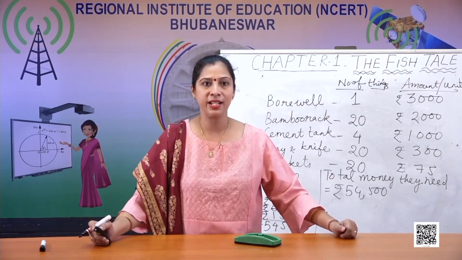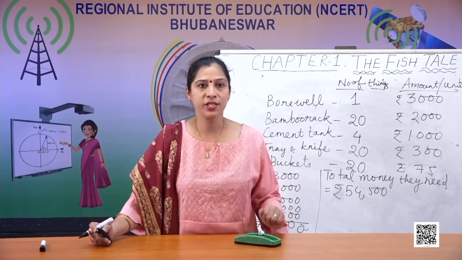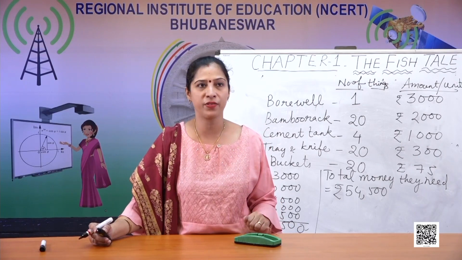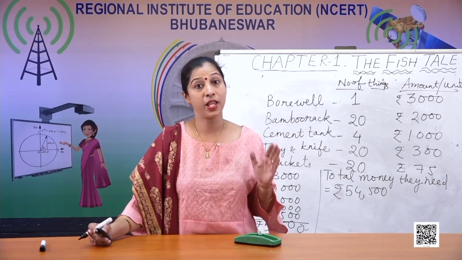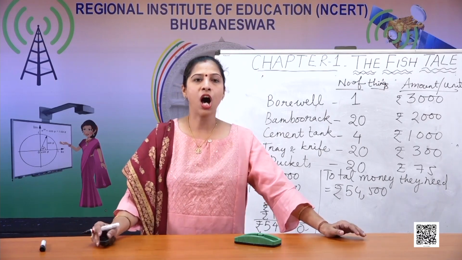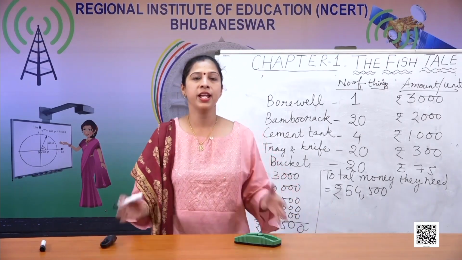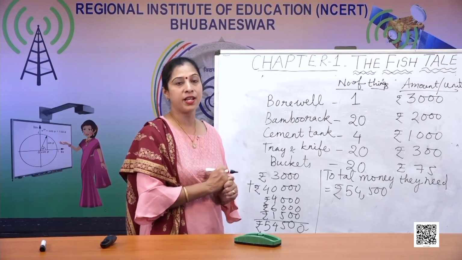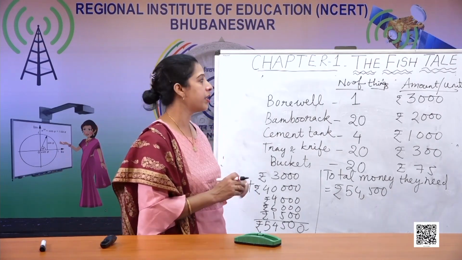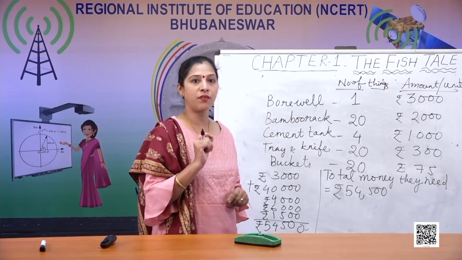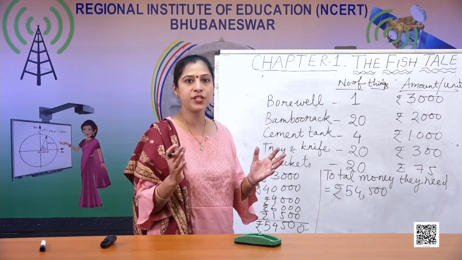So let's see the questions now. When fresh fish is dried, it becomes 1/3 of its weight. In 1 month, they plan to dry 6,000 kgs of fresh fish. So how much dried fish will they get in 1 month? They are thinking that they can dry 6,000 kg in 1 month, and when they dry 6,000 kg, it will become 1/3 of 6,000 kg.